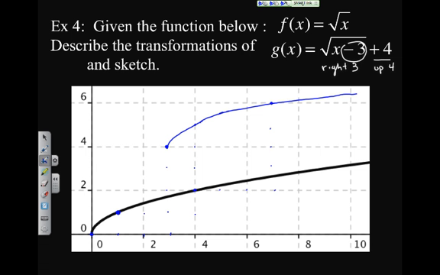It's going to look basically like that. And so what has happened is this whole graph has shifted 3 units to the right and then 4 units up. You can see that from the picture. The black graph will get moved 3 units to the right and 4 units up.